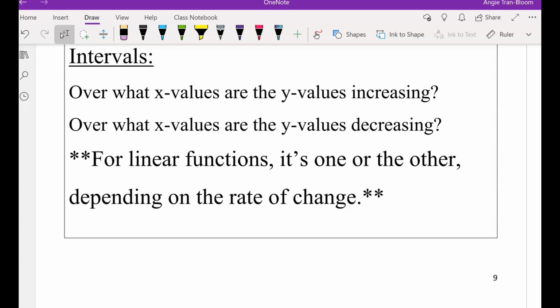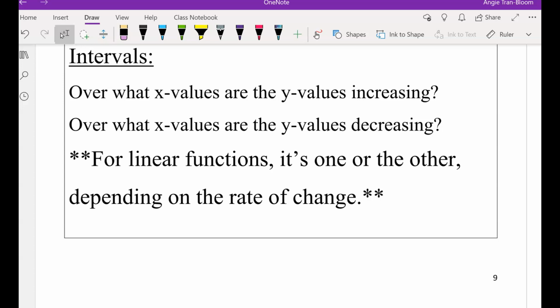Okay. So intervals, class. Right now you have two kinds of intervals; we'll add more later. You have an increasing interval and a decreasing interval. According to this, it's over what x values are the y values going up. That's an increasing interval. Going up means increasing interval. Over what x values are the y values going down? Going down means it's decreasing.